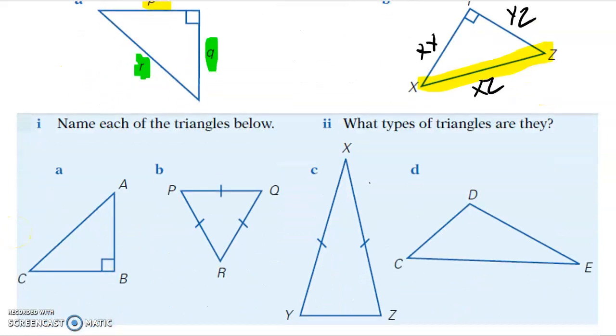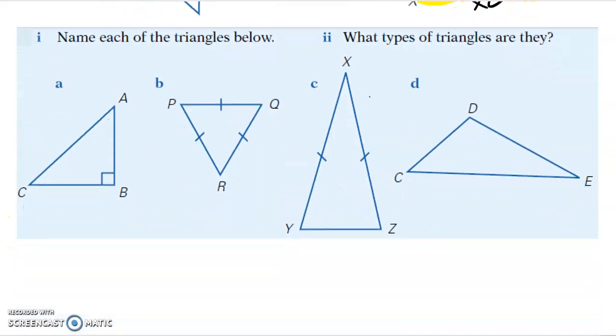In the next question, we're asked to name these triangles and then to say what types of triangles they are. So in question A, for example, this side length here would be side length AB, but I could also call that lowercase c. This side length here could be called BC or lowercase a. This side length here could be called AC or lowercase b. Similarly for the others, you have a go at those ones yourself.